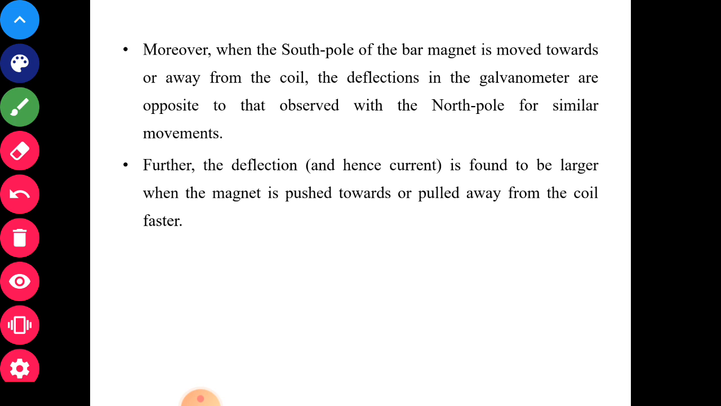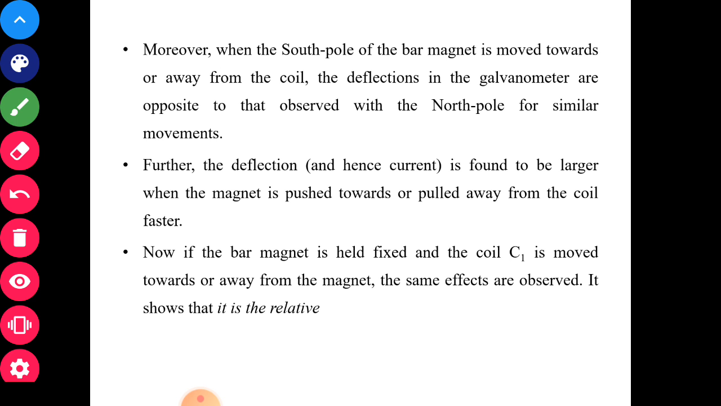Further, the deflection and hence the current is found to be larger when the magnet is pushed forward or pulled away from the coil faster. If the speed of movement is faster, more current is produced.